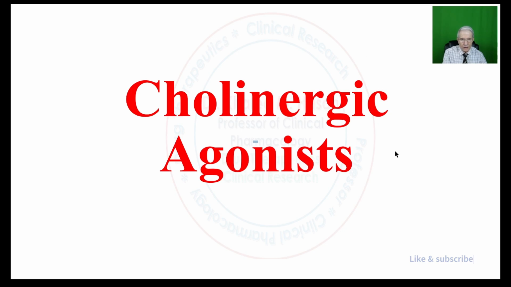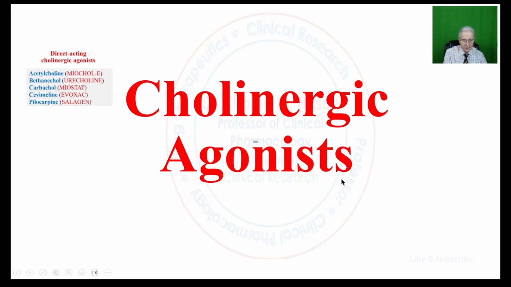Regarding cholinergic agonists, we are going to speak about the first group of medication, considered direct acting cholinergic agonists. We have a list of medications belonging to this group. As you can see here, we have acetylcholine, bethanechol, carbachol, cevimeline, and pilocarpine.